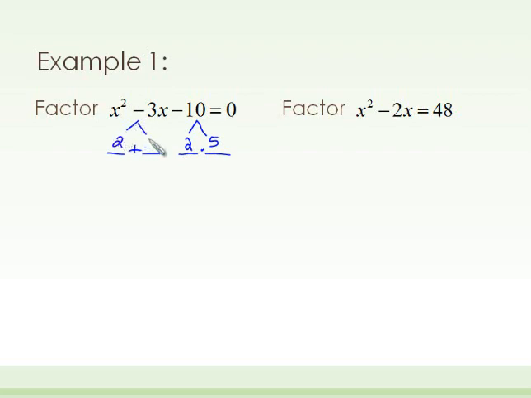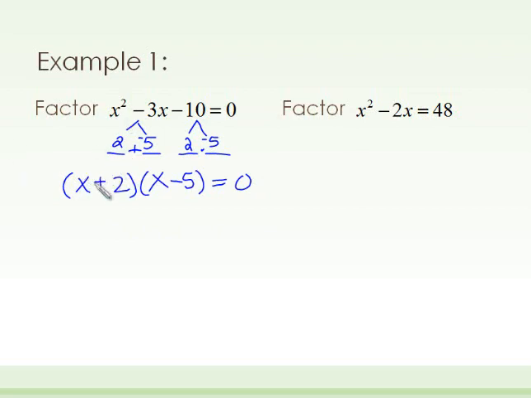Well, if I make the 2 negative, then we're going to get a positive 3. So we're going to have to make the 5 negative. Negative 5 plus 2 is negative 3. Negative 5 times 2 is negative 10. So when we finish our final answer, we write these numbers in. This is a positive 2, and this is a negative 5. And we write is equal to 0. Now, if you want to check to see if you've done this correct, go ahead and FOIL, and then you should end up with this answer right up here.